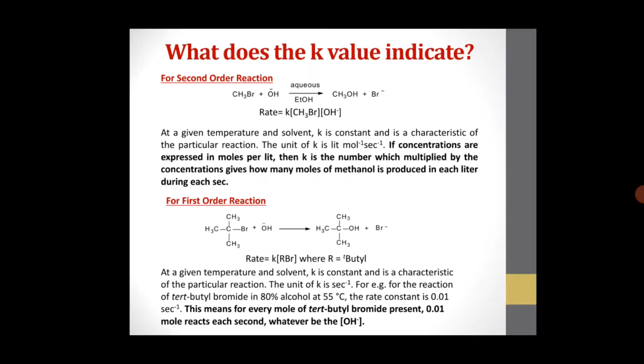So the rate constant is 0.01 second inverse. But what does it mean? This means for every mole of tertiary butyl bromide present, 0.01 mole will react each second, whatever be the concentration of OH minus ion.